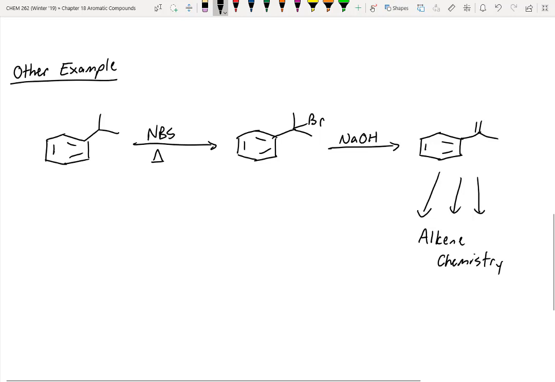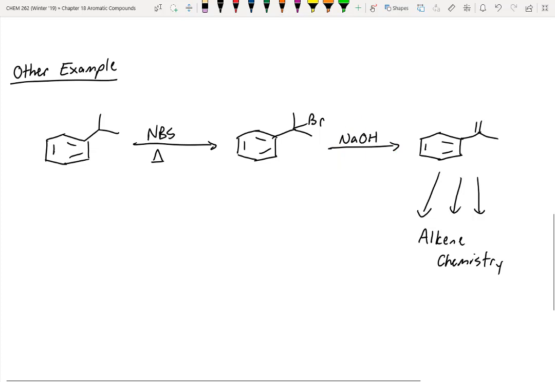My question, though, is why doesn't this do substitution chemistry? Yeah, why does it favor elimination over substitution, though? Hydroxide's a good nucleophile. Not quite. Think about the substrate. It's tertiary, right? A nucleophile is going to have a heck of a time doing SN2 chemistry there.